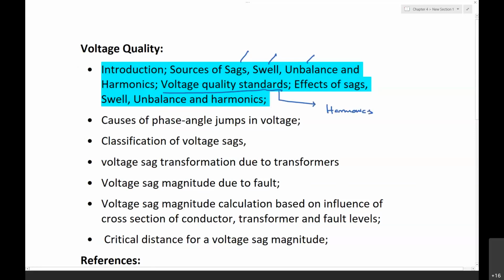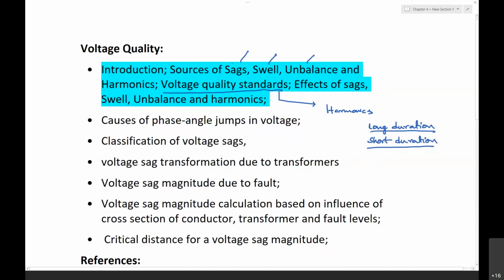But apart from that, there are other power quality standards with respect to long duration voltage variations and short duration voltage variations. These particular voltage limits we also discussed when we were defining the power quality definitions.